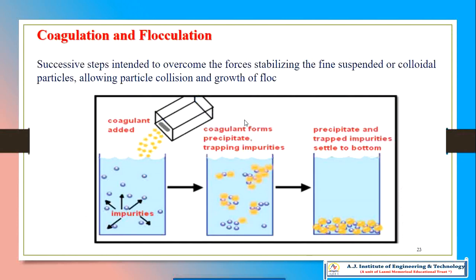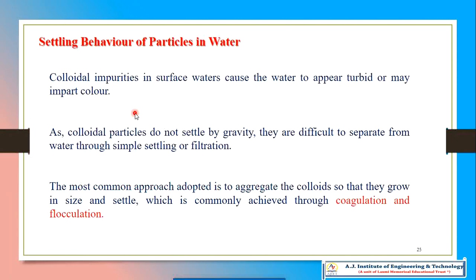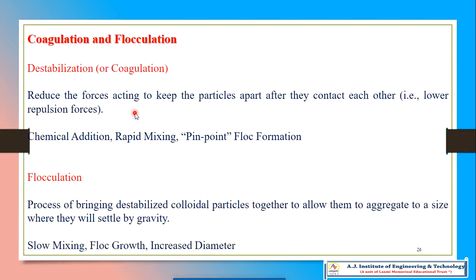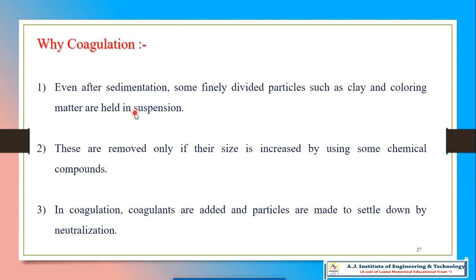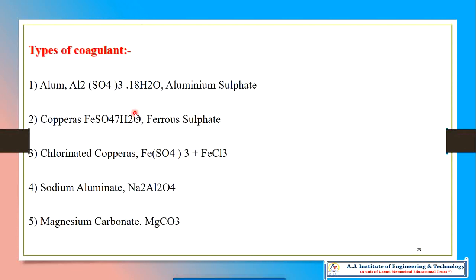In part 3, we discussed coagulation and flocculation, as well as particle behavior in water and settling behavior of particles. We covered what coagulation and flocculation are, their major duty, why coagulation is needed, factors affecting coagulation, and types of coagulants. We also discussed a few problems regarding sedimentation.